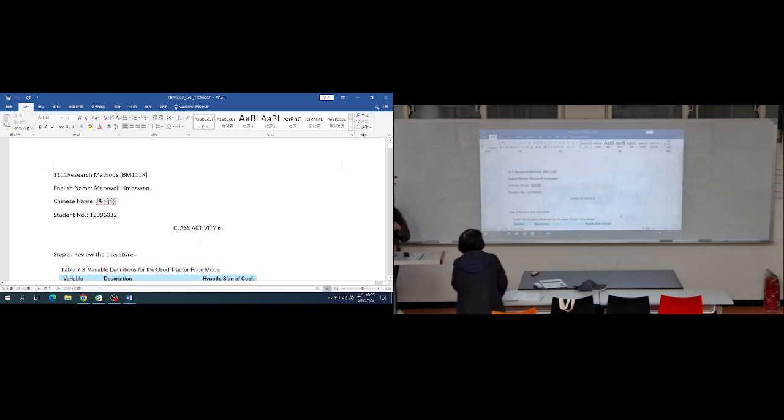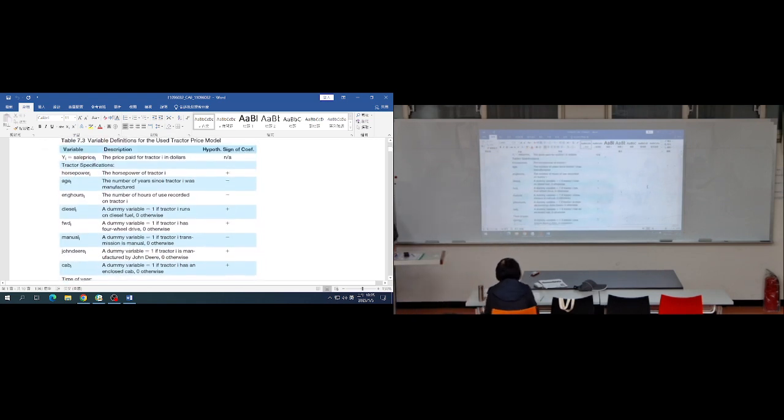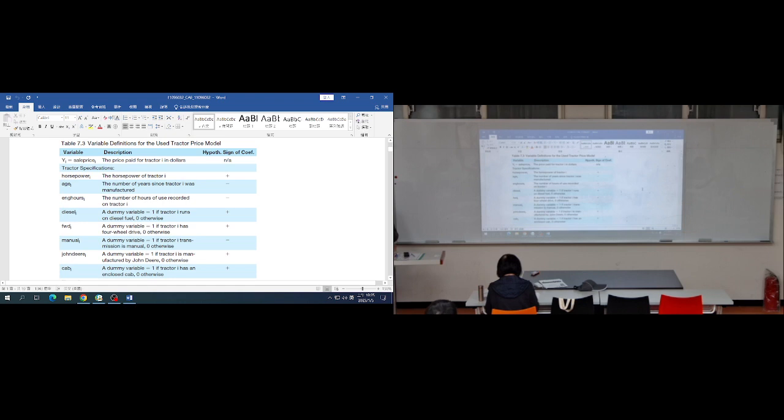Hello, good morning. Similar to what the others have already shown, these are the hypothesized signs of coefficients for the independent variables of our structure price model.